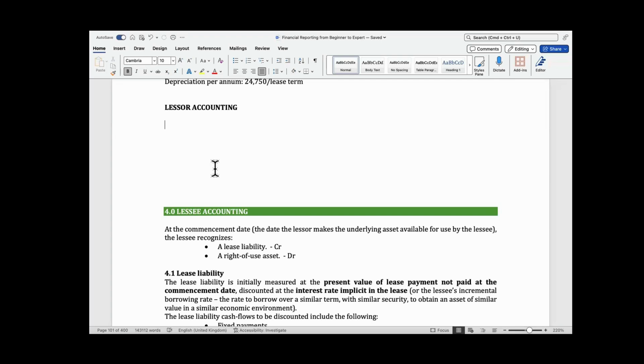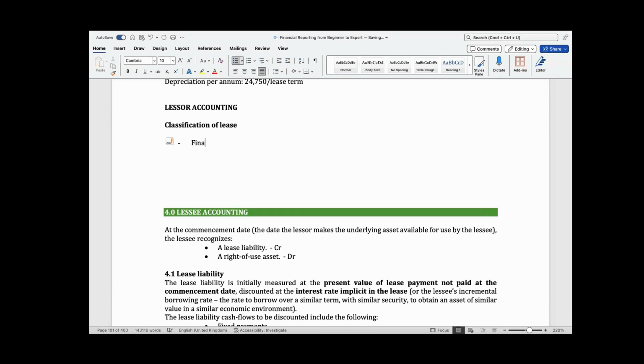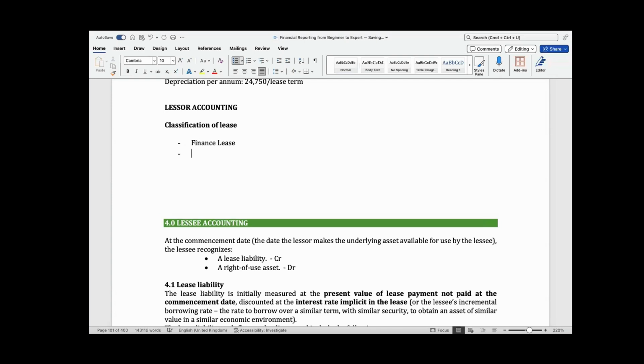So the answer to that depends on the classification of lease the lessor has entered into. So now, for the lessor, he needs to identify whether he has entered into a finance lease or an operating lease. You see, this classification of lease does not apply to the lessee.